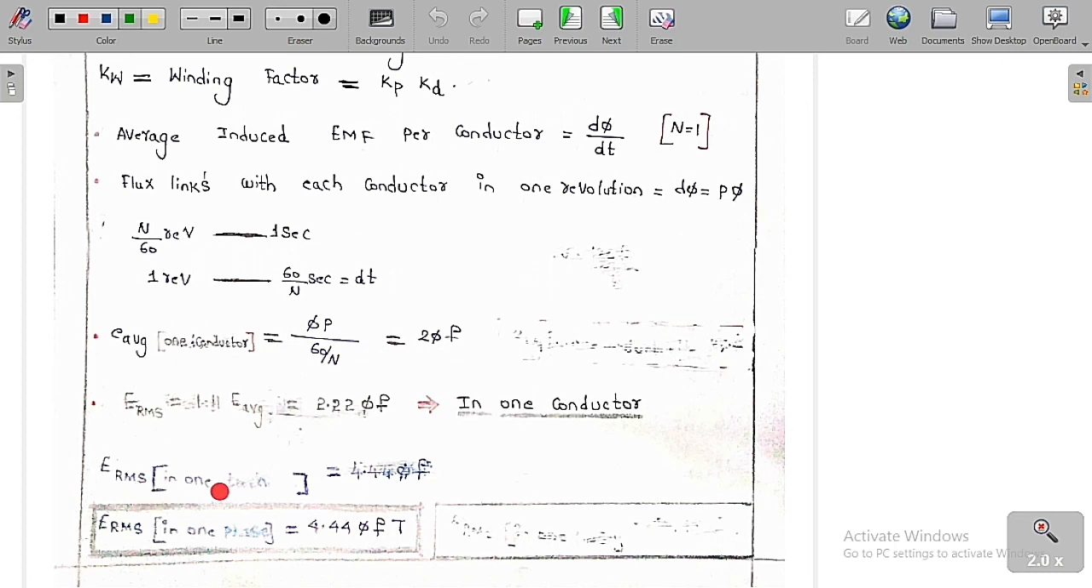In one turn there will be two conductors, so multiplying by 2, we get 4.44 into phi into f. Therefore, the RMS value of the induced voltage in one turn is equal to 4.44 into phi into f. But if I want to find it in terms of one phase, in one phase there will be T number of turns. So we multiply by T. Therefore, the RMS value of the induced voltage in one phase is equal to 4.44 into phi into f into T, where T is the turns per phase.